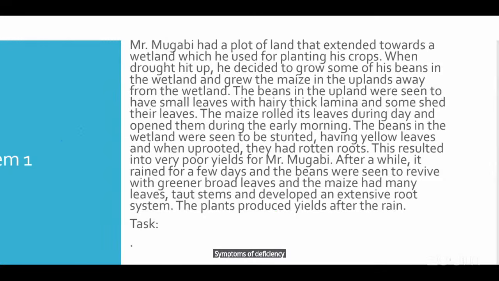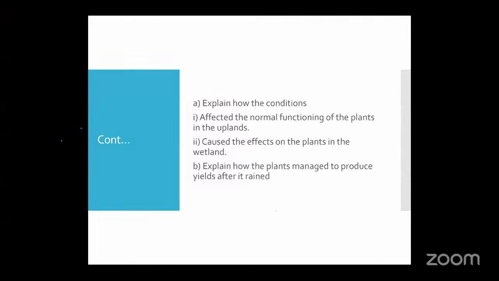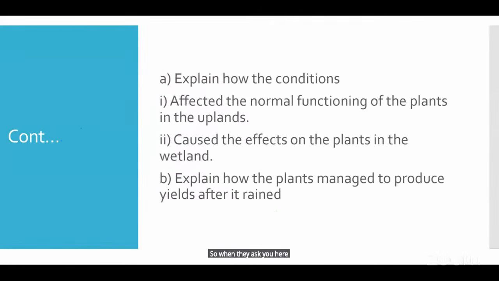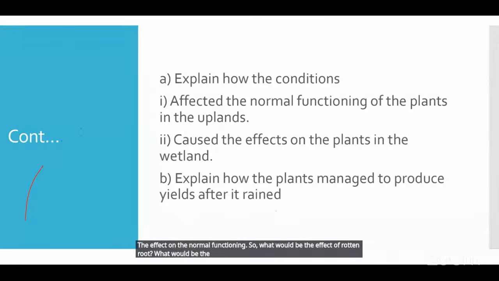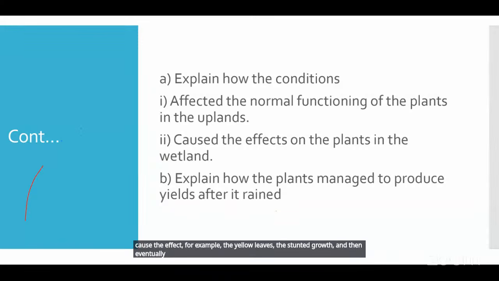So when they ask you how the conditions caused the effect on the plants in the wetlands, there we shall not explain the effect on the normal functioning. So what would be the effect of rotten roots? What would be the effect of yellow leaves? We shall not explain that. We shall only concentrate on explaining how the conditions in the wetland cause the effect. For example, the yellow leaves, the stunted growth, and then eventually the rotten roots.